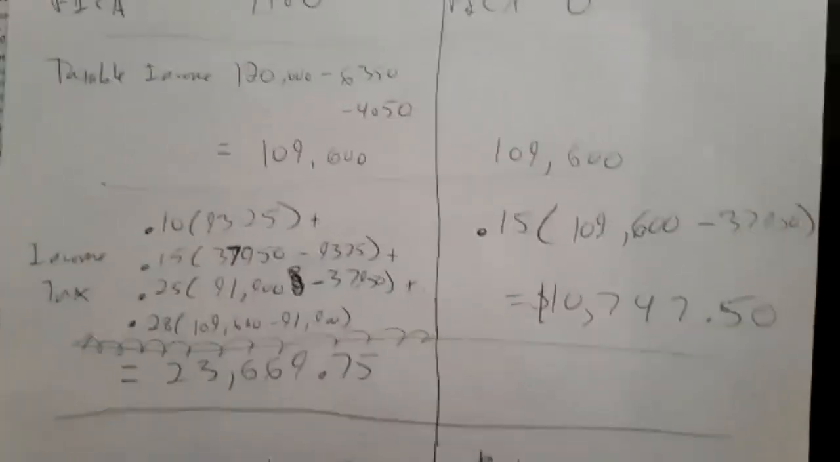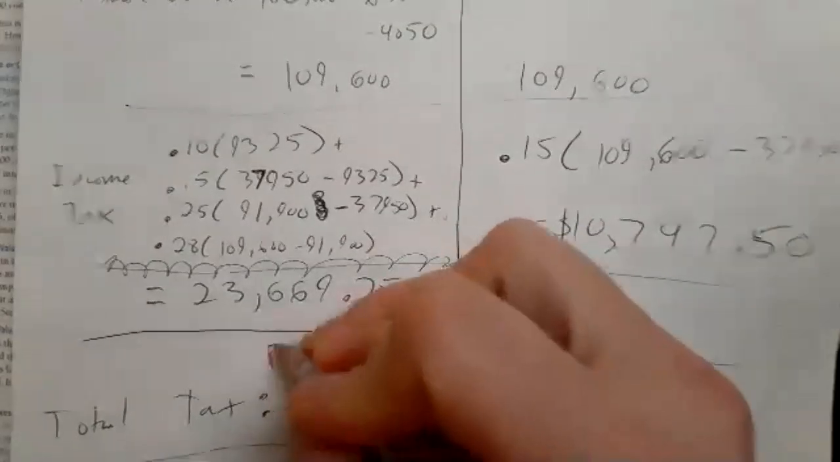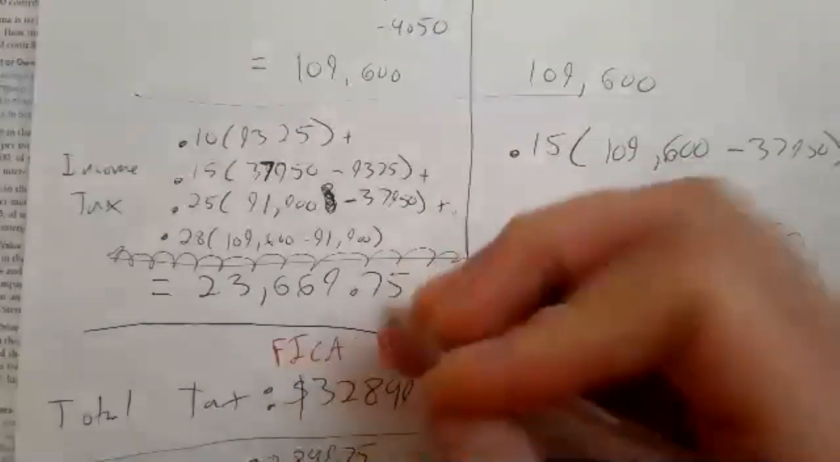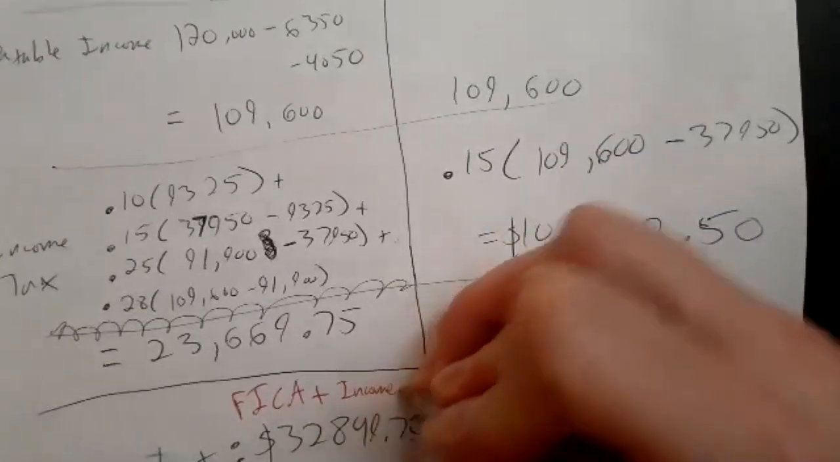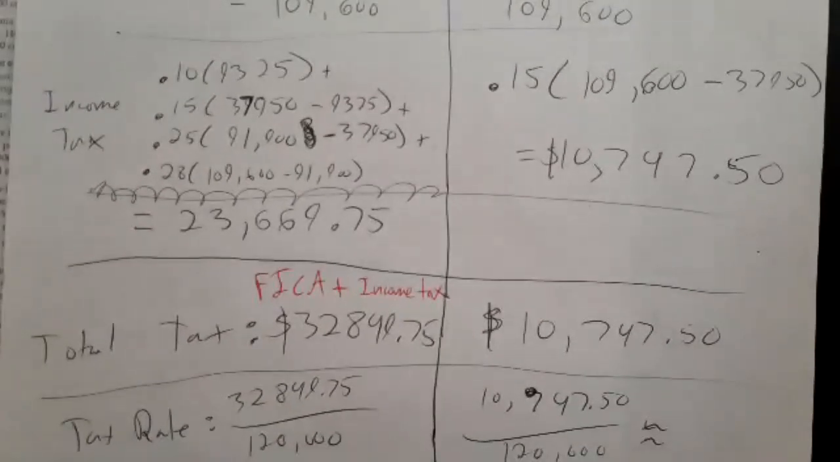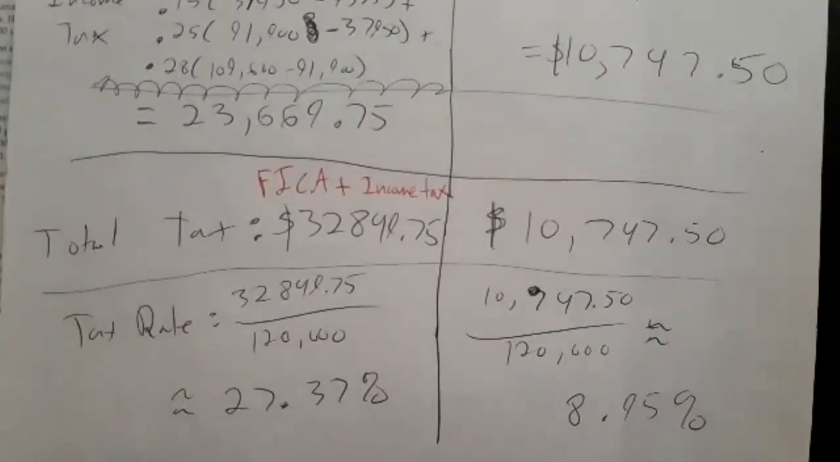What else to take away? The total tax, and I said this a few times, is FICA plus income tax. We're adding those two taxes to get our total tax. And then if we want to find the tax rate, it's just our total tax over how much we made.